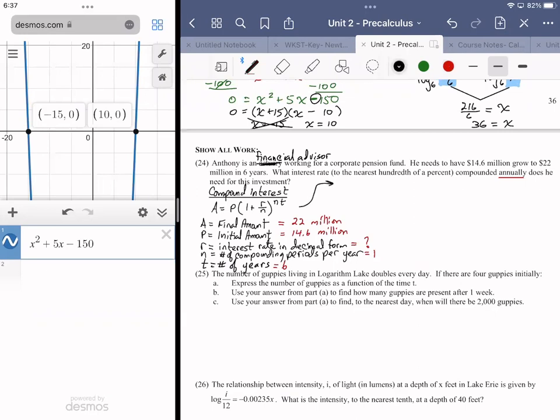So I can build my formula here. 22 million. I'm just going to write 22 because if I put 22 million on one side and 14.6 million on the other side, first thing I'm going to do is divide both sides by a million anyway, and it'll just simplify. So I'm not even going to bother with that. 1 plus the r is unknown, the n is 1, n times 6.